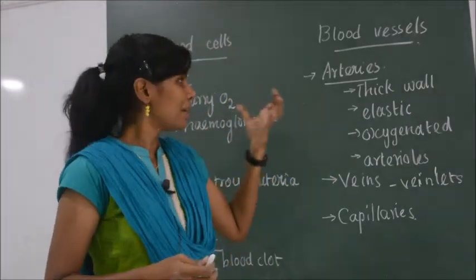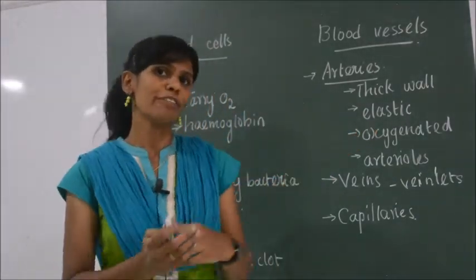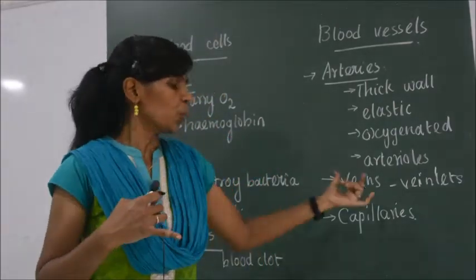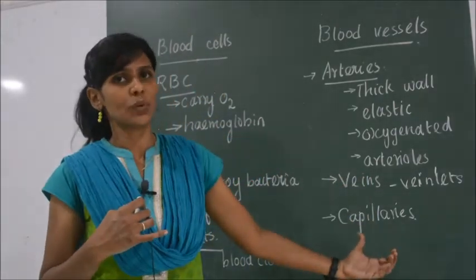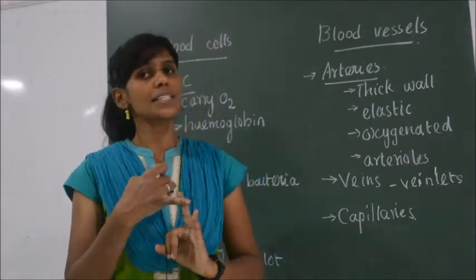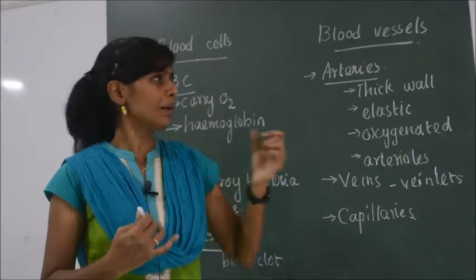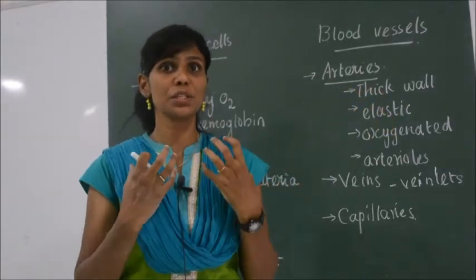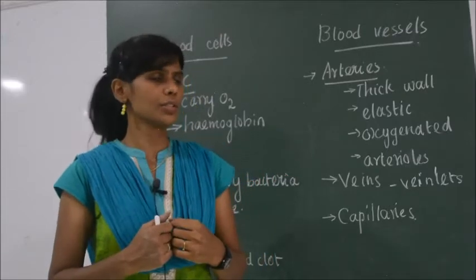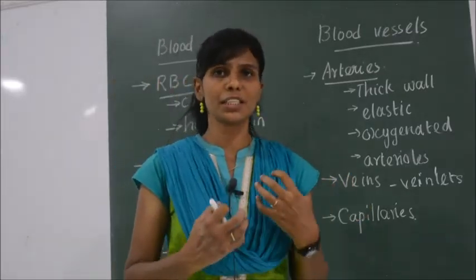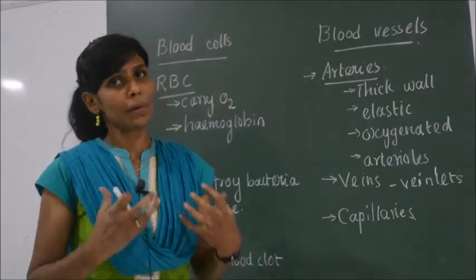Then what are blood vessels? There are three types of blood vessels in your body called arteries, veins and capillaries. What are the three types of blood vessels in your body? Arteries, veins and capillaries. Remember that arteries always carry oxygenated blood, that is good blood or blood rich in oxygen. Veins always carry deoxygenated blood, that is blood which is rich in carbon dioxide.